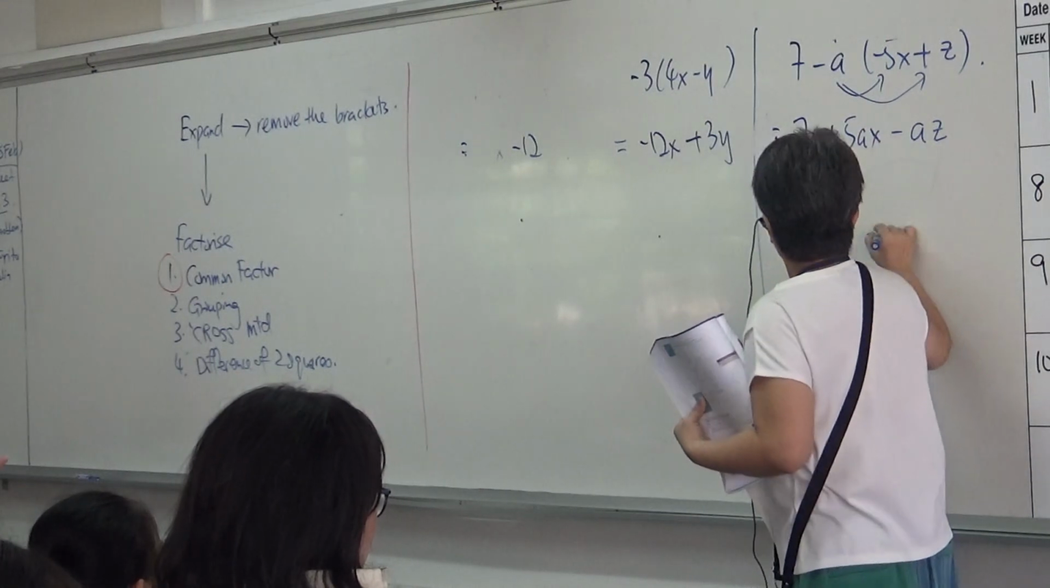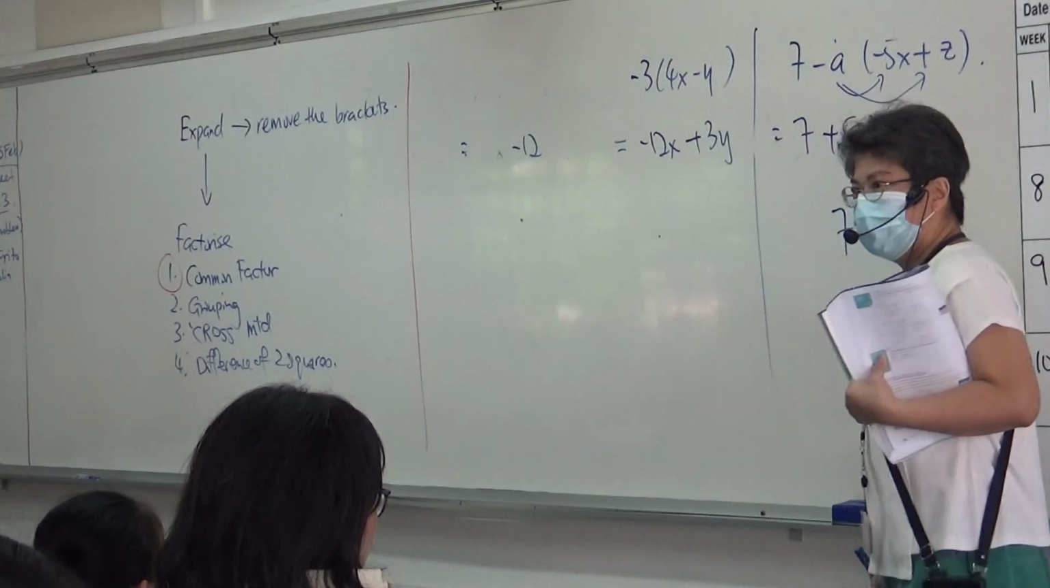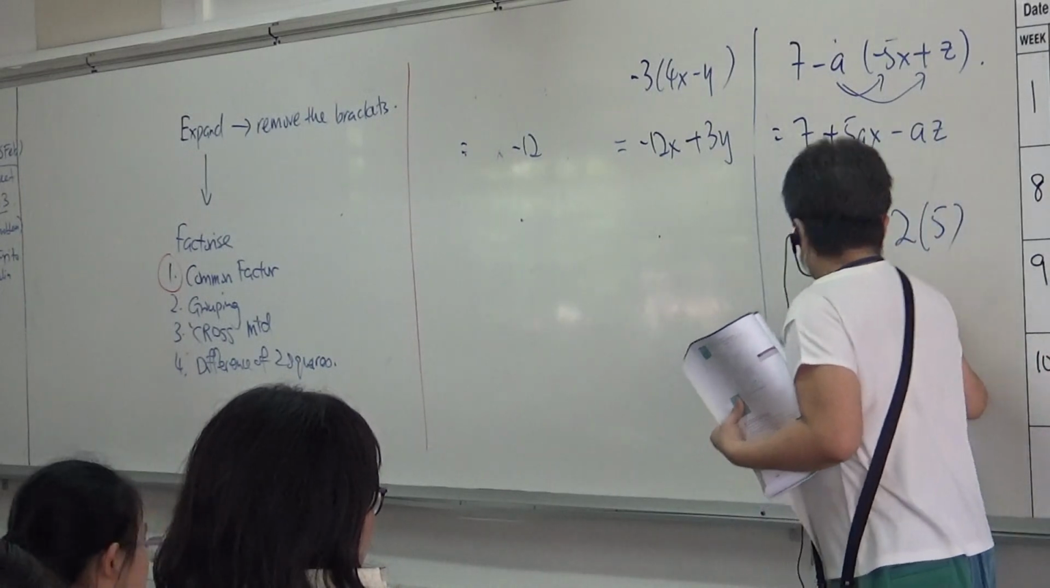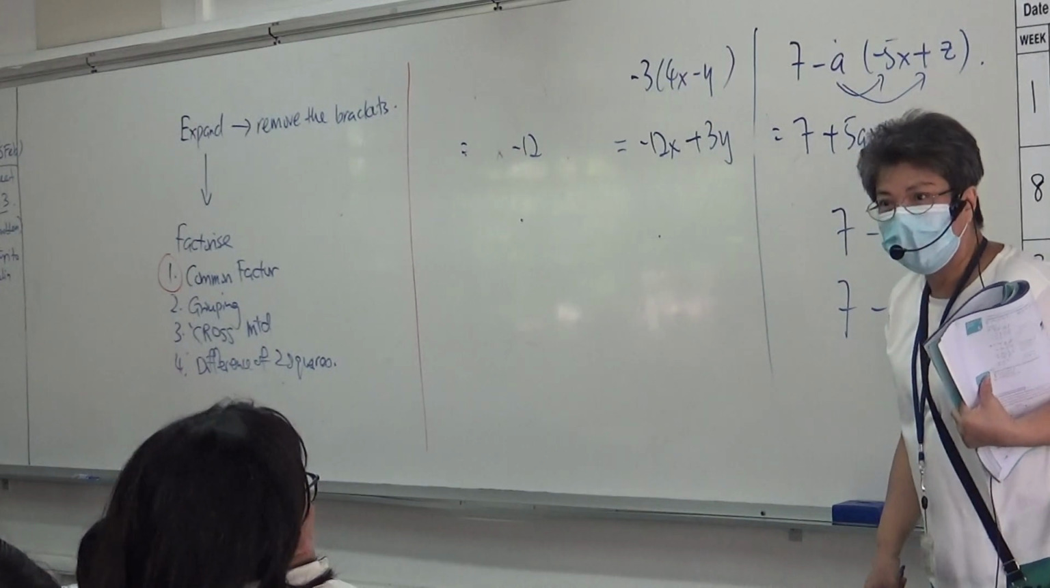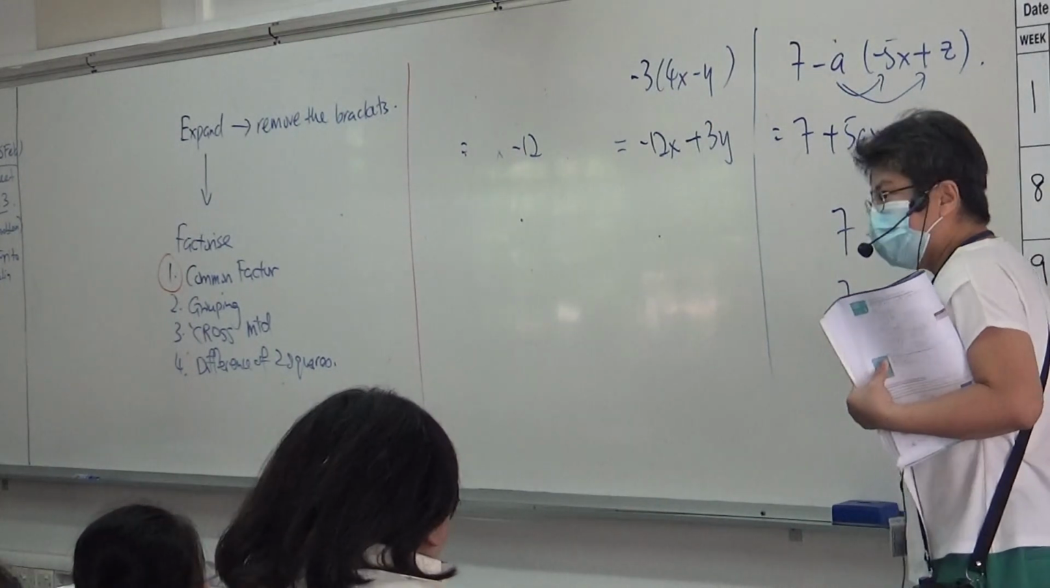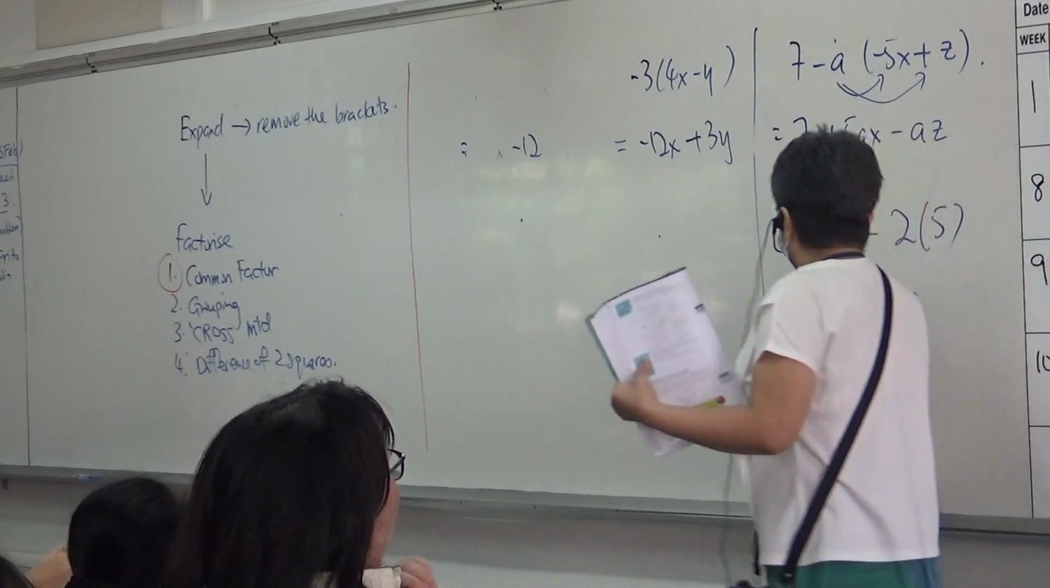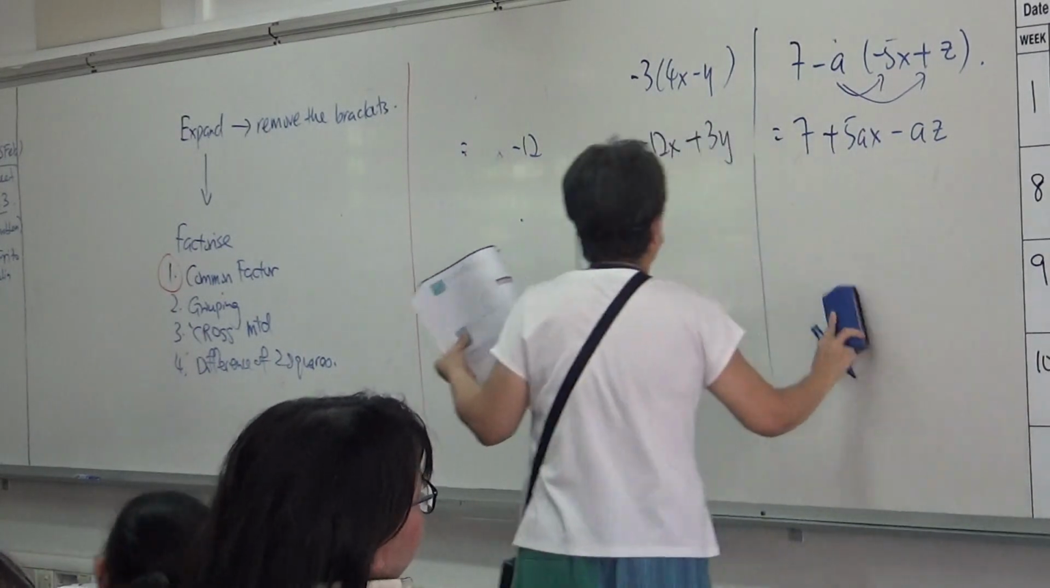Understand? So it's just the same as this. Look up. Maybe minus 2 times 5, okay? So what do you get? 7 minus 10 now? So you multiply like this. Understand what I'm saying? Okay? So I'm using numbers to help you see. Are you okay? Alright, next question.